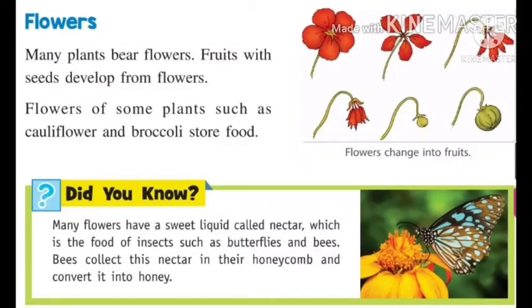Did you know this? A flower has a liquid called nectar. This nectar is food for many insects like butterflies, bees, etc. And bees collect this nectar in their honeycomb and convert it into honey.